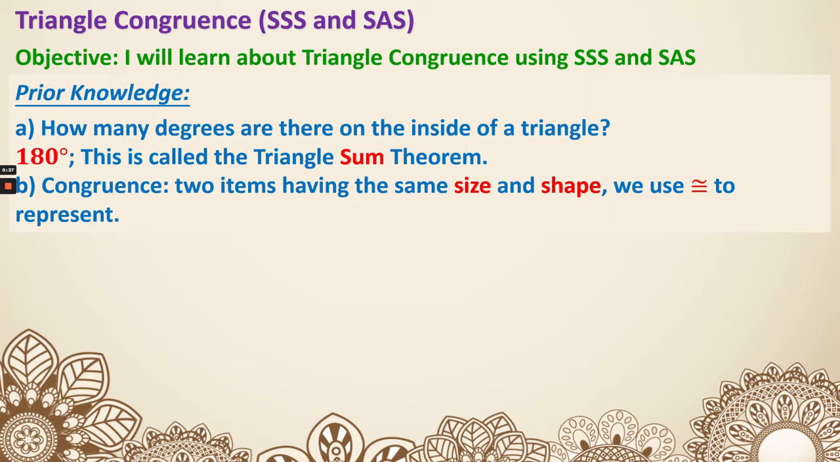Next, congruence. We have learned the definition in the last unit: two items having the same size and shape. We use this equal sign with a little squiggly line on the top to represent it. The reason we say two items is because you can have two points that are congruent, two sides that are congruent, two lines, two angles, two shapes, whatever. So we just say two items.